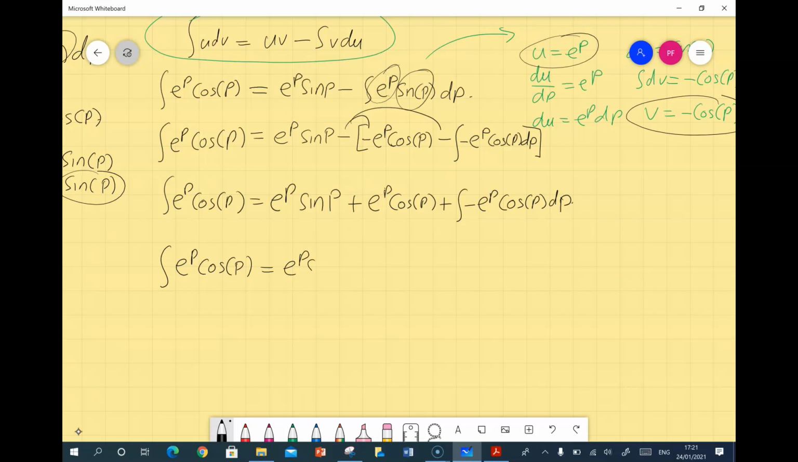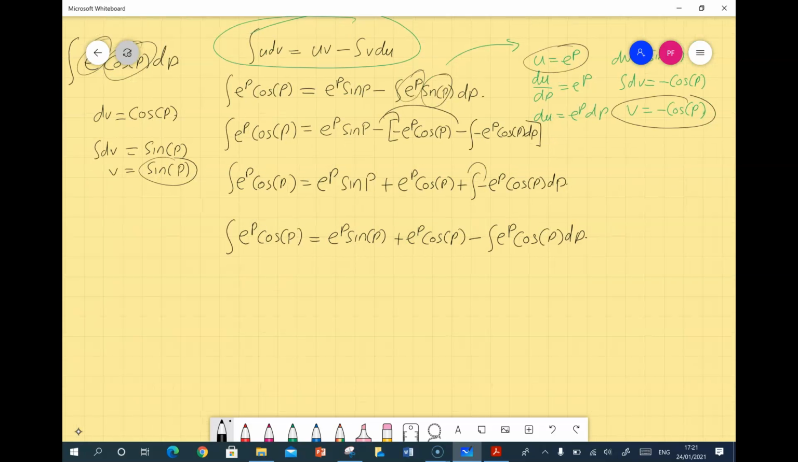So e to the power of p sine p plus e to the power of p cos of p, and I'm going to bring this minus outside, minus the integral of e to the power of p cos of p dp. Okay, and here is the thing. We've got an equation here. The integral of e to the power of p cos p is equal to all of this minus e to the power of p cos dp. Those two things highlighted in pink are the same. So this guy is a minus, so let's bring him over here to the left hand side.